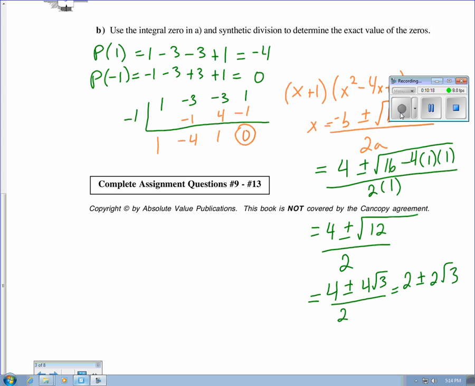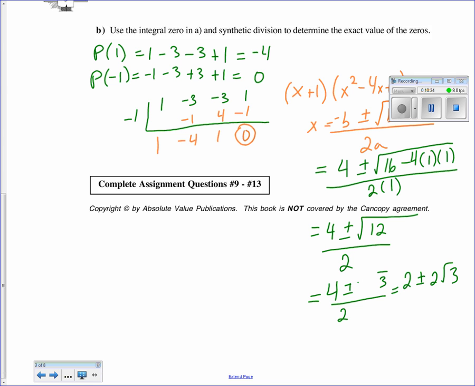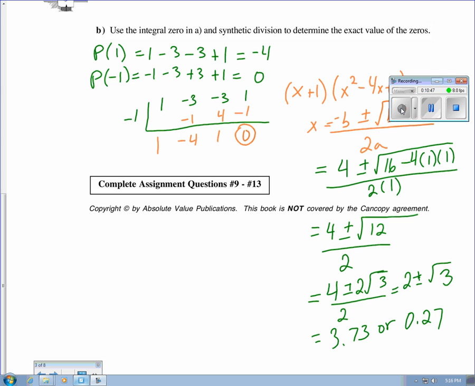So just taking a bit of an opportunity to review radicals as well. I simplified my square root of 12 into 4 times 3, and the square root of 4 comes outside, so that's 2 root 3. Then I can divide by 2 and simply have 2 plus or minus the root of 3. I'm not writing with my eraser. So we can evaluate that to the nearest hundredth: 3.73 or 0.27.